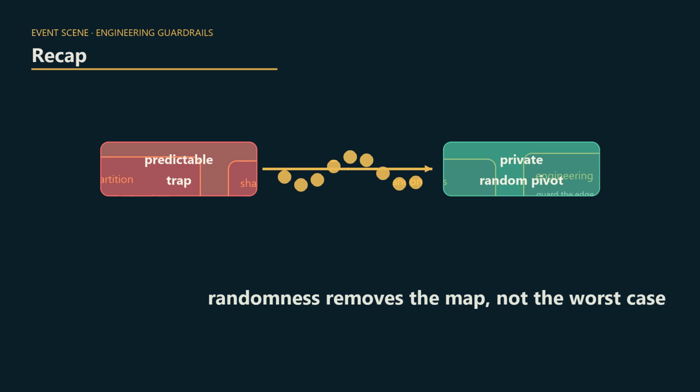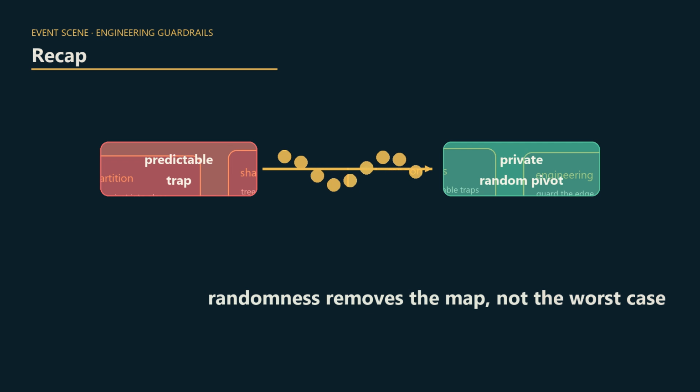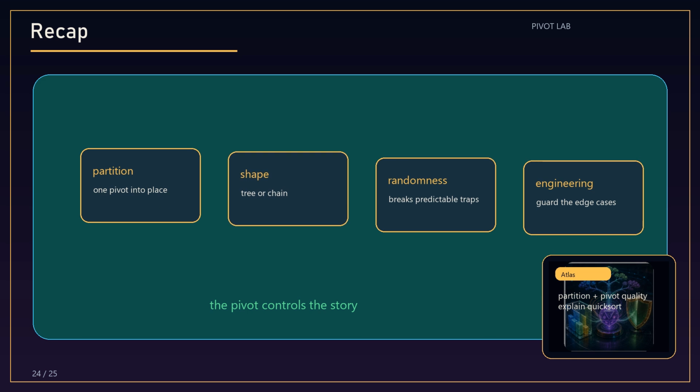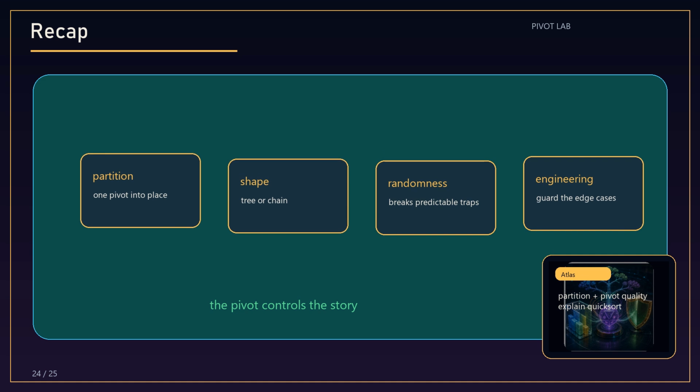Here is the mental model. Quicksort is partition plus recursion. The pivot controls the shape. Balanced splits lead to n log n behavior. Extreme splits lead to n squared behavior. Randomness helps because it makes bad pivot patterns hard to predict and hard to force.